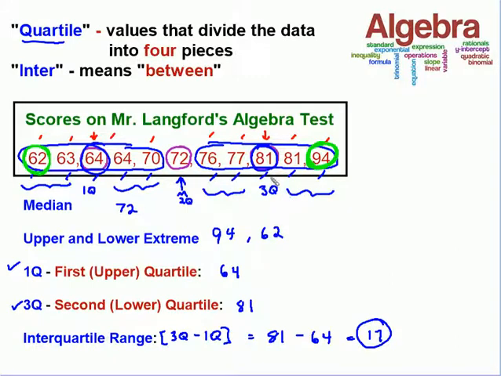The interquartile range for this is 17. And what is that? That is the distance between this and this.